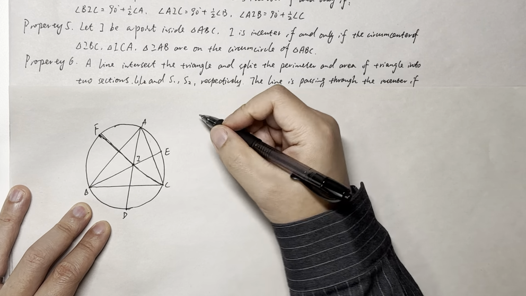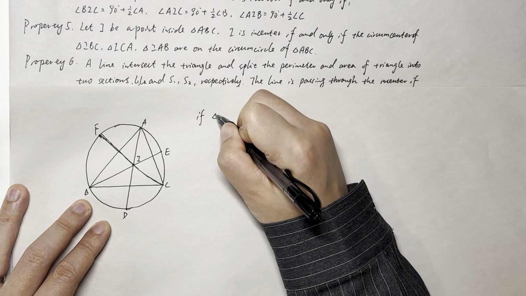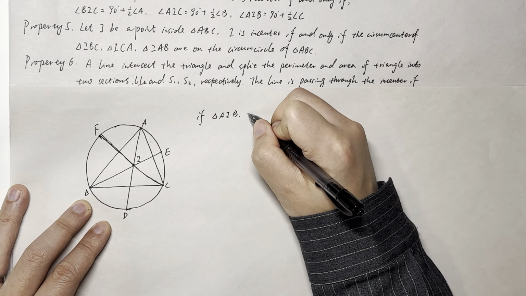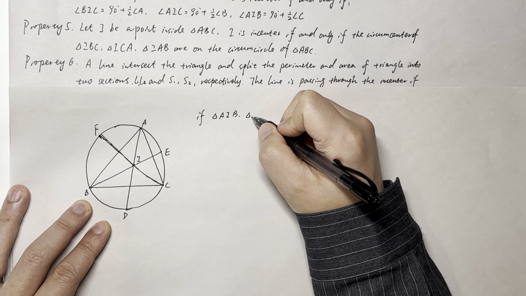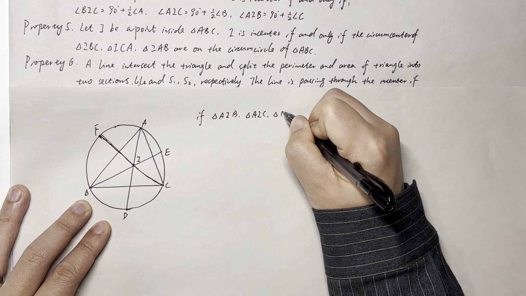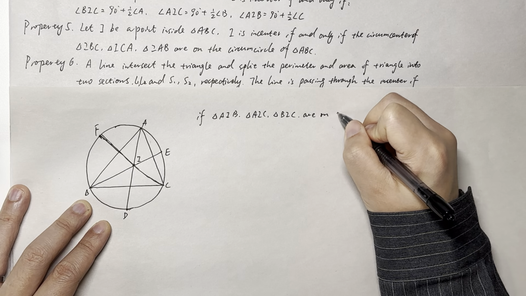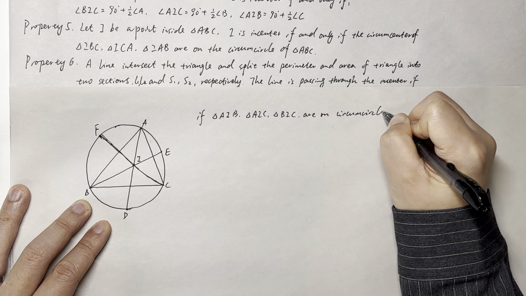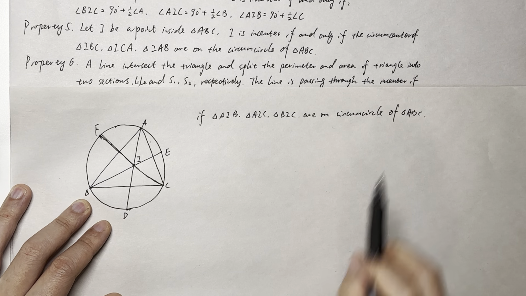So the next case would be that if the circumcenters of triangle AIB, triangle AIC, and triangle BIC are on the circumcircle of triangle ABC, right?